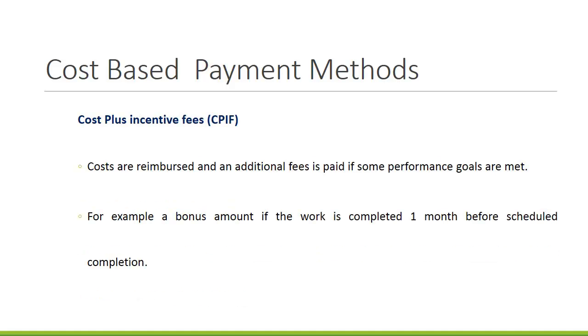Cost plus incentive fees. In this method, the costs are reimbursed and an additional fees is paid if some performance goal is met. For example, the contractor may be paid a bonus amount if the work is completed 1 month before scheduled completion. So in this method, the additional fees of the contractor is tied up to some milestone.